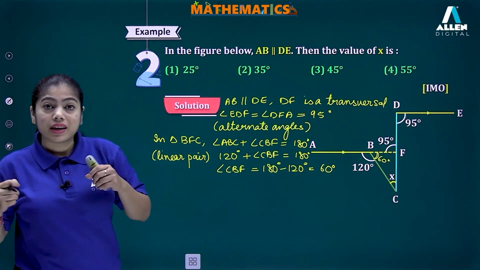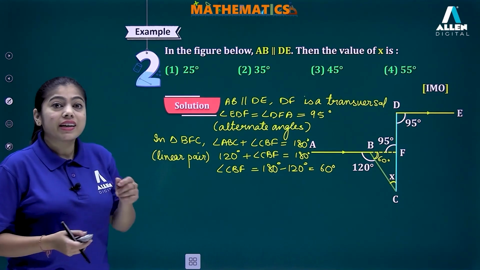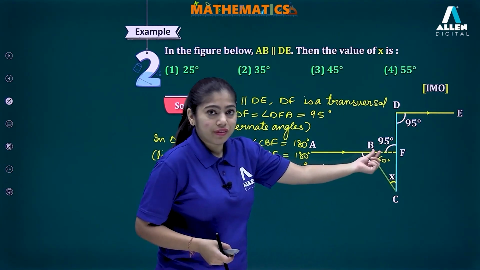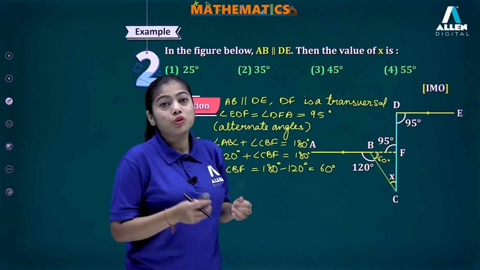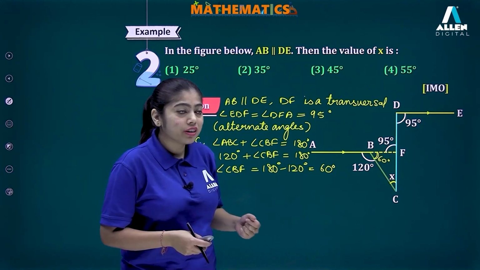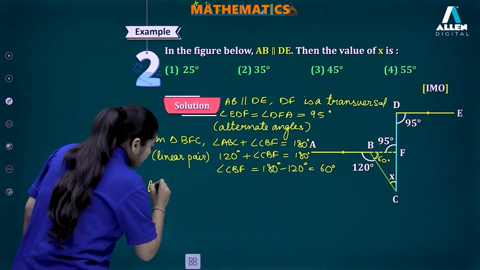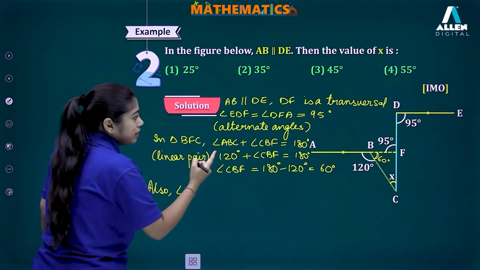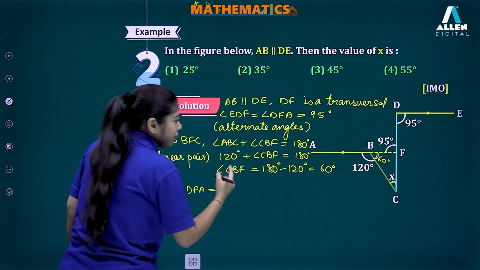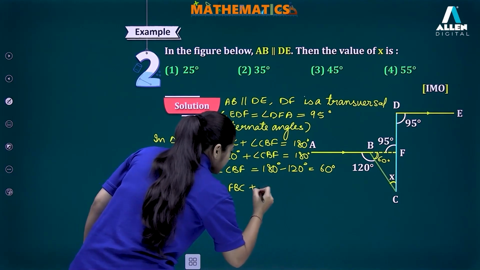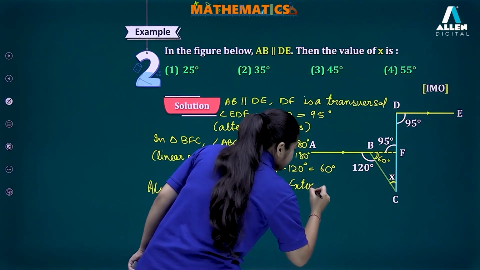Now again we can apply another property of a triangle, and that is the exterior angle property of the triangle. What does it say? It says that the exterior angle 95, right? This is the exterior angle. So, exterior angle 95 will be equal to how much? The sum of two interior opposite angles. And what are the two interior opposite angles we have? 60 degrees and x. So, let us apply this property here. Also, angle DFA will be equal to angle FBC plus x. Why? What is the reason? The reason is the exterior angle property.